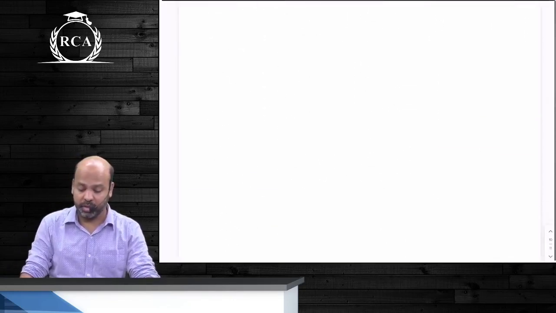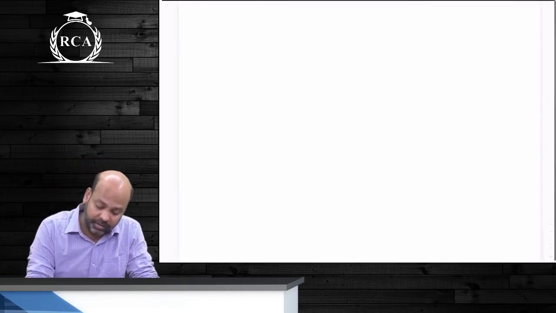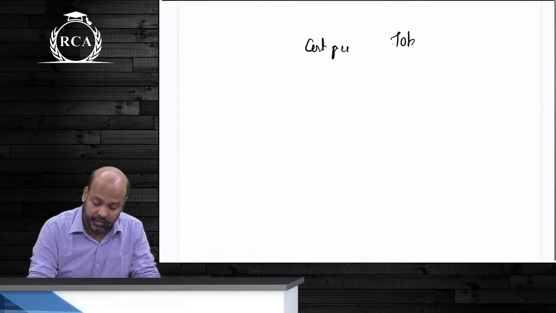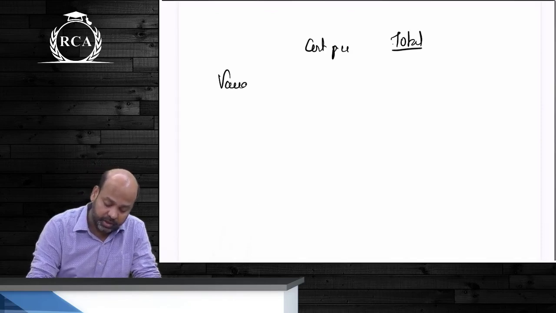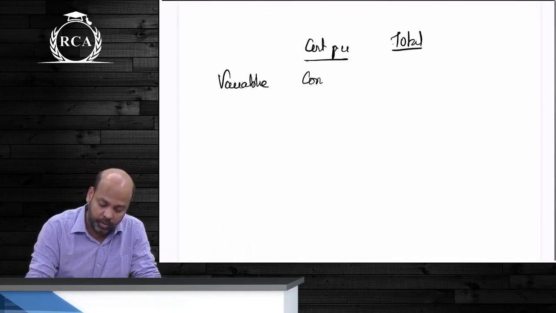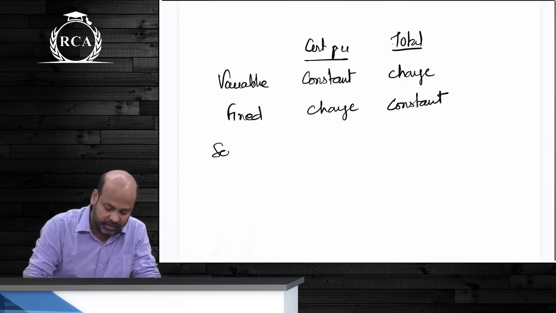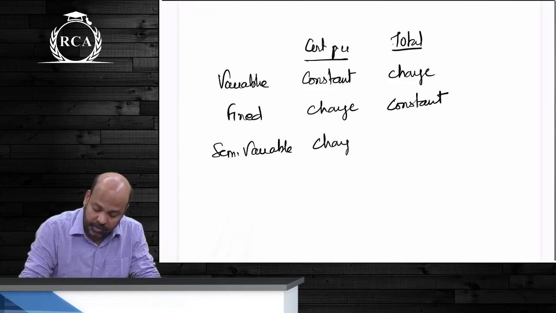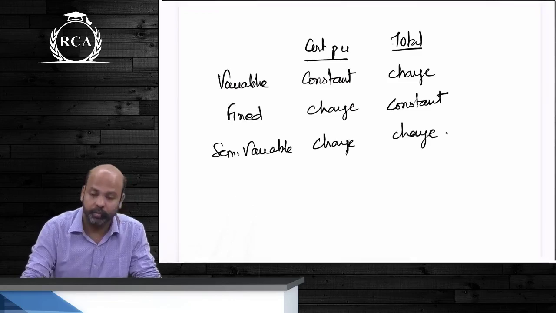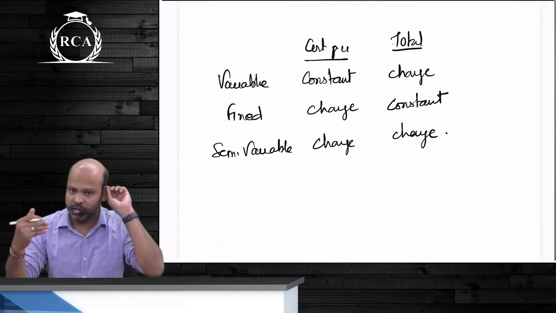Yes or no, guys? So remember, whenever we have to classify what is variable, what is fixed, if it is variable expenditure, what remains constant? Cost per unit. Obviously the total cost will change with a change in the level of output. If it is fixed cost, the total cost remains constant. Your cost per unit will change. Semi-variable, nothing remains constant. Both of them, guys, will change. Do we have any doubt in this, guys?